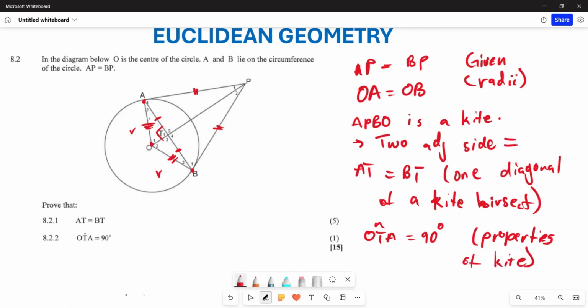Remember that the properties of a kite state that the diagonals are going to meet each other at 90 degrees. So basically, that's the reason why. Hopefully now all these questions make sense to you, and you're in a position to answer all the questions that might follow. Thank you very much.